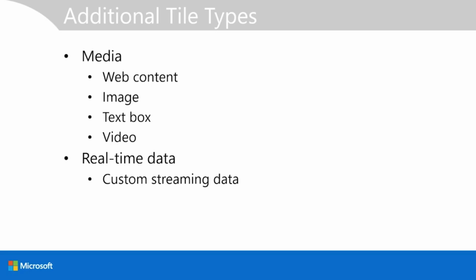Additional tile types are one of the following categories. There are other media, which can be web content, images, text box, or video, or we can have a category of tiles that are real-time data, and we can bring in custom streaming data. Streaming tiles are added directly to the dashboard as the streaming data set is created in the service. So these are not being pulled from the desktop datasets that are being created. These are created directly in the service. Okay, so let's get ourselves out to the Power BI service and take a look at these.